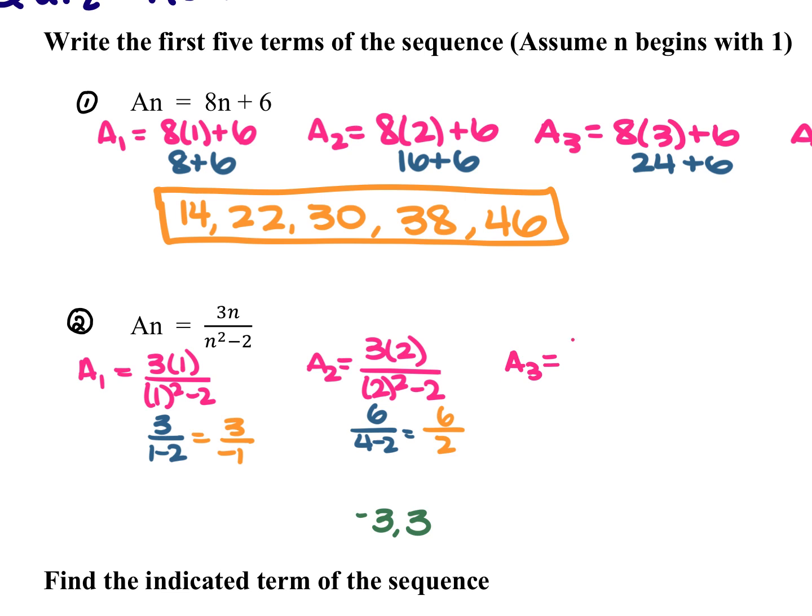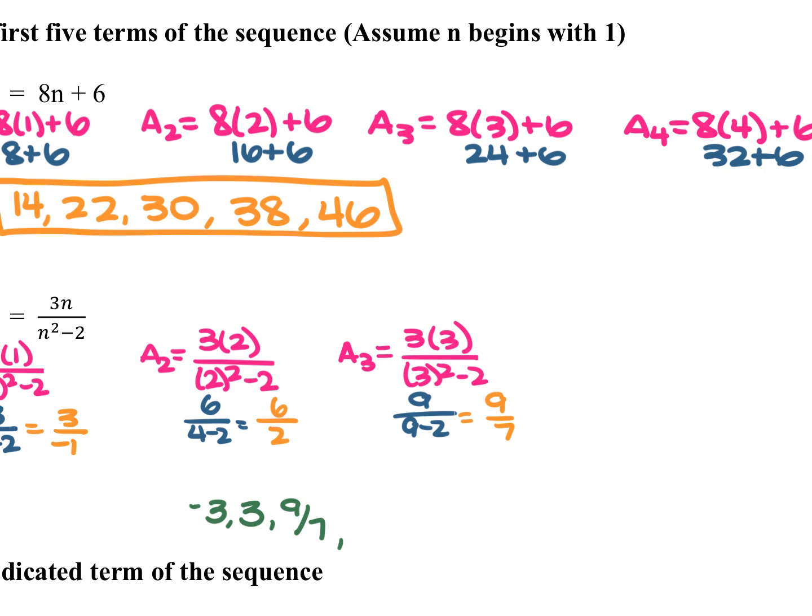For your third term, you're doing 3 times 3 over 3 squared minus 2. That's going to give you 9 over 9 minus 2, which is 9 over 7. That does not simplify any further, so leave it 9/7. Next, for your fourth term, you're going to have 3 times 4 over 4 squared minus 2. The 3 times 4 is 12. Your 4 squared is 16. Minus 2 gives you 12 over 14, which simplifies to give you 6/7.